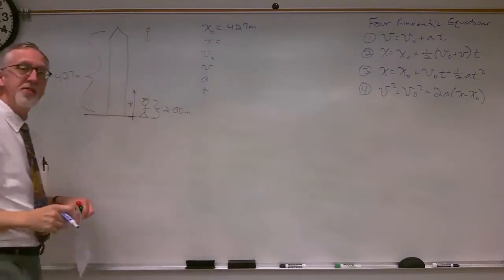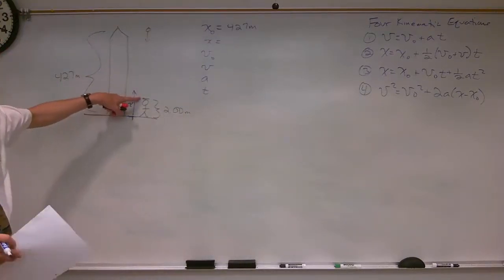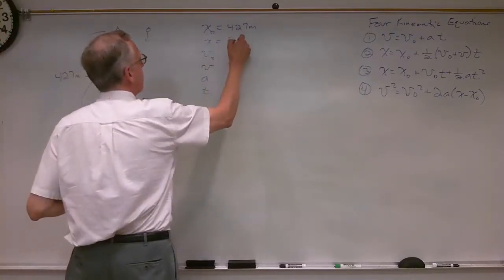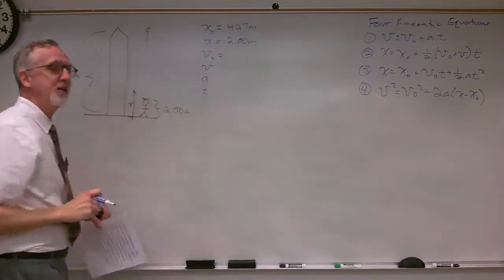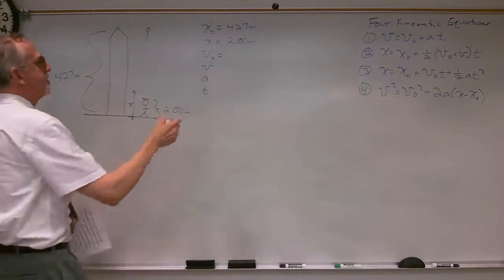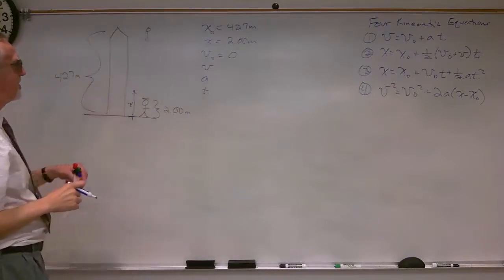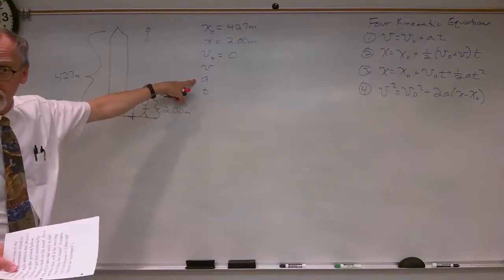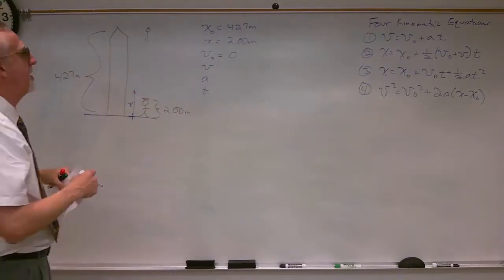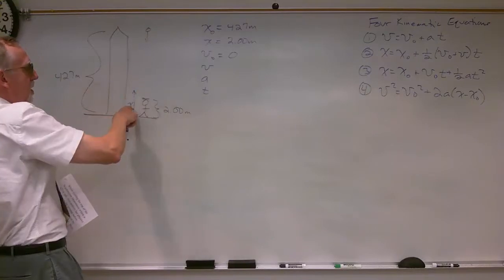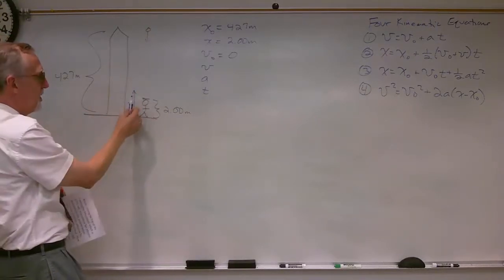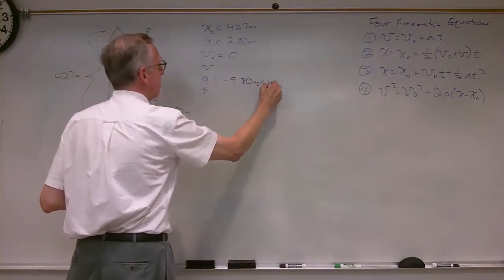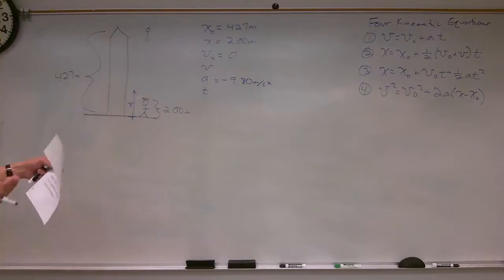x is what? The final height of the rock. The rock hits the physics professor on the head, so the final height is 2 meters. v naught, the initial velocity, assuming it's dropped from rest, is 0. v, the velocity down here, we don't know what that is. a, the acceleration, ignoring air resistance, is only due to gravity. Again, the acceleration is downward, which is going to be in the negative direction since we defined upward as positive. So a is negative 9.80 meters per second squared. t, we don't know what that is.